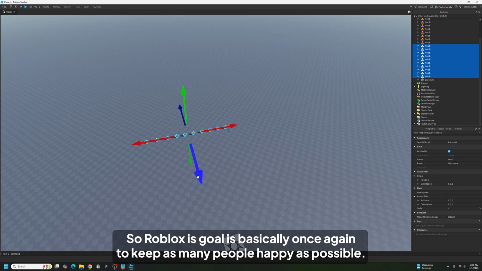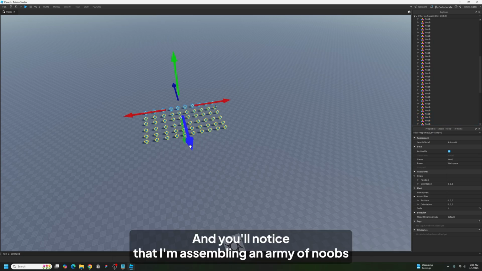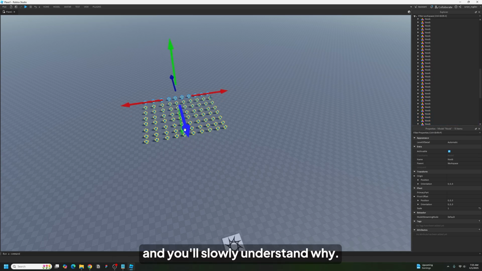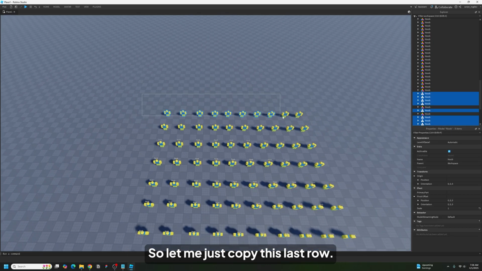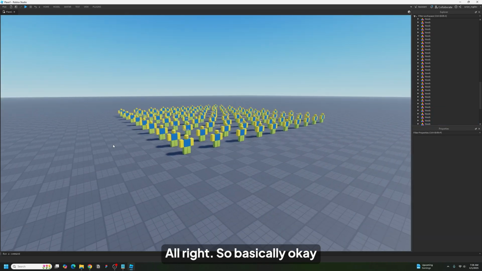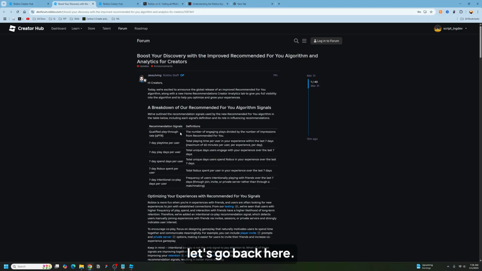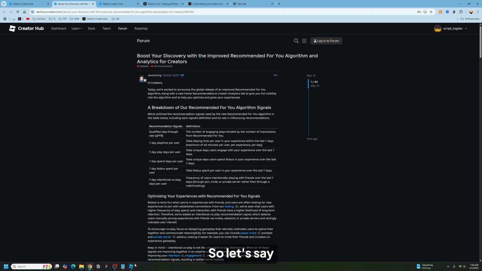All right, so Roblox's goal is basically, once again, to keep as many people happy as possible. And you'll notice that I'm assembling an army of noobs, and you'll slowly understand why. Okay, so we need one more row. So let me just copy this last row. This is my army of noobs. All right, so let's go back here. I'm going to start with this one right here. Let's make sure that everyone understands this.